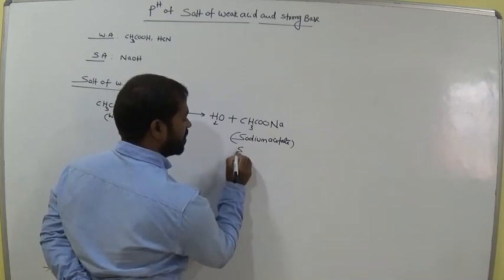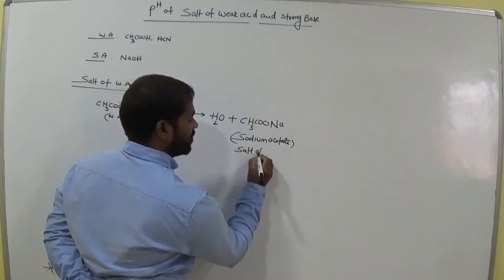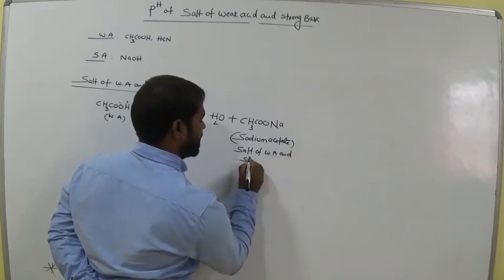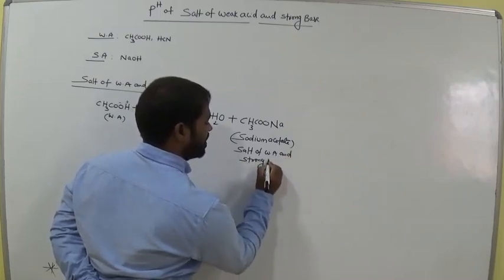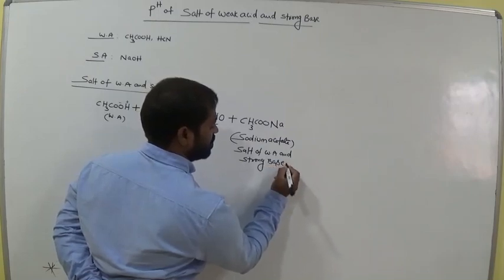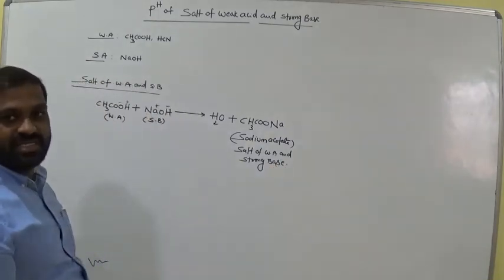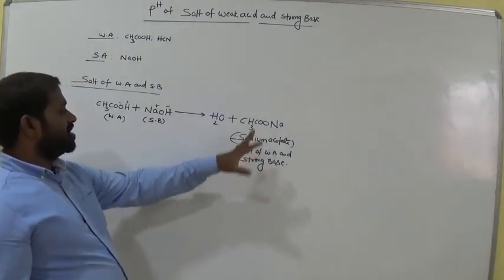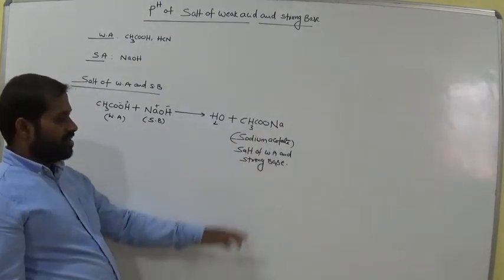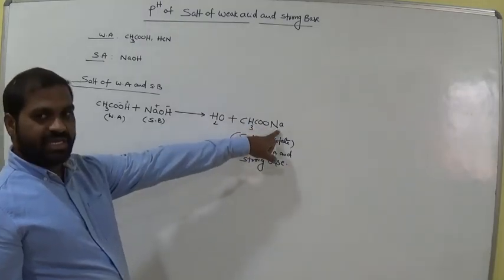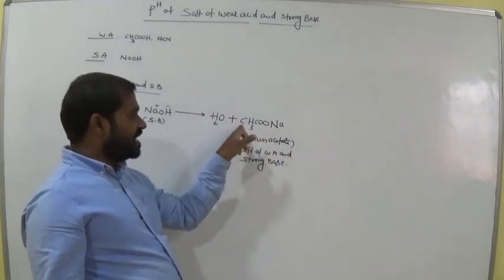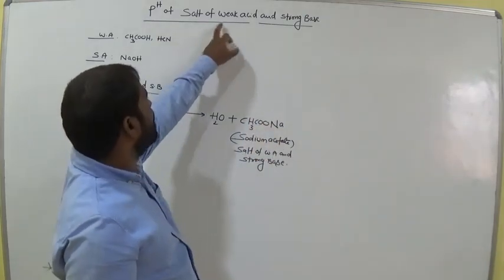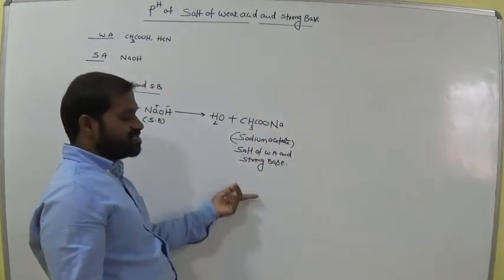Now this is the salt of a weak acid and a strong base. Is it clear, all of you? Sodium acetate is the salt of a weak acid and a strong base. Na comes from the strong base, and the acetate ion, CH3COO minus, comes from the weak acid. So we get the salt of a weak acid and a strong base.